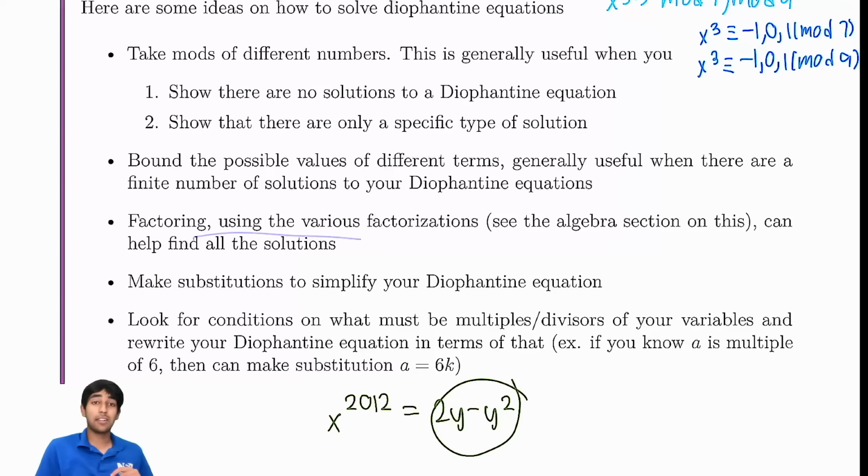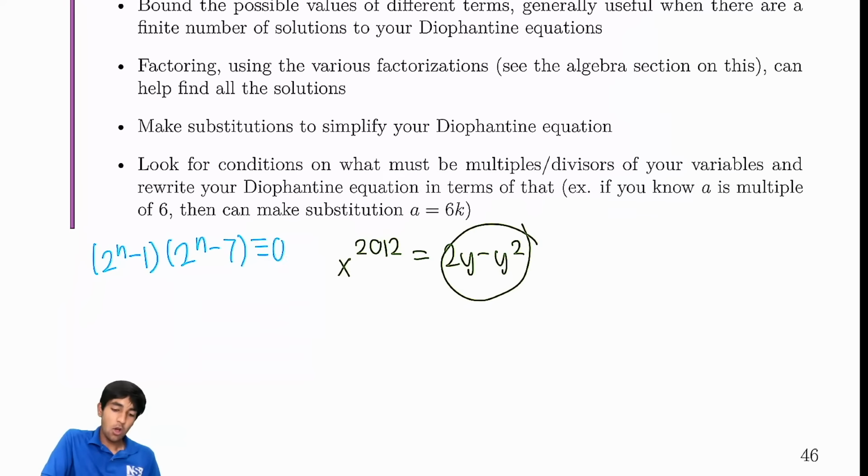Factoring, using factorizations, difference of squares, difference of cubes, sum of cubes, binomial expansions. Oftentimes we're going to have to use our previous techniques we covered. For example, we could have 2 to the n minus 1, 2 to the n minus 7, and we're trying to find, okay, when is this equal to 0? When is this a multiple of 3? That could be a nice Diophantine equation, or a similar style problem, where you might have to consider standard Fermat's little theorem stuff. Okay, when is 2 to the n 1 mod 3? And when is 2 to the n minus 7 1 mod 3 as well?